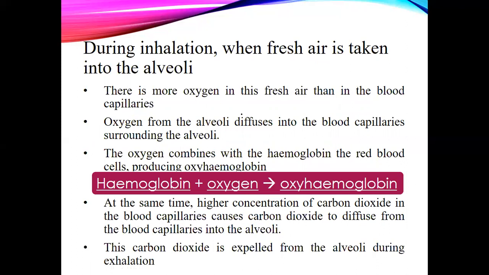Now, during inhalation, when the fresh air is taken into the alveoli, what happens? There is more oxygen in the fresh air than in the blood capillaries. I already explained this to you. Oxygen from the alveoli diffuses into the blood capillaries surrounding the alveoli, and the oxygen combines with the hemoglobin in the red blood cell, producing oxyhemoglobin.